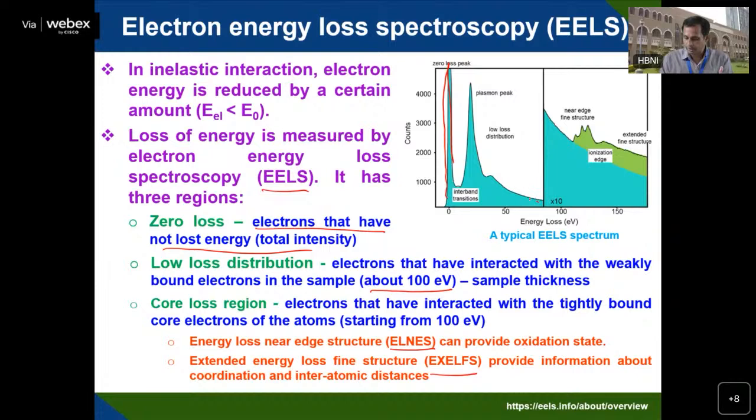This is the low loss energy region, and in the core loss region, the electrons that have interacted with tightly bound core electrons, you'll get this type of highly intense peak. So mainly two types of peaks: one is the near edge structure, another is the extended structure. In the near edge structure, you'll get the coordination, oxidation state, valence band structure, while the extended fine structure gives you the coordination numbers and the symmetry of the material. This coordination symmetry information we can get.